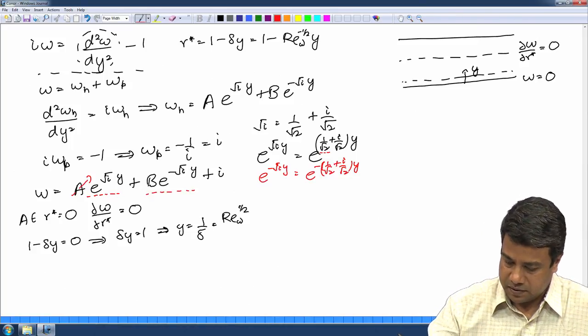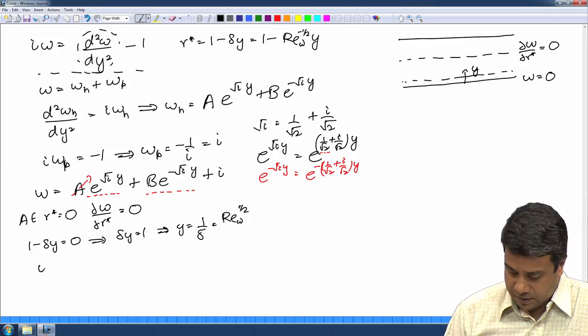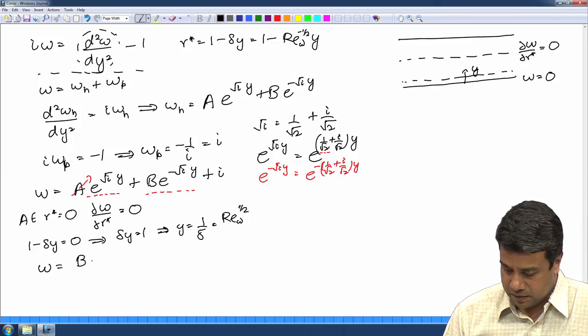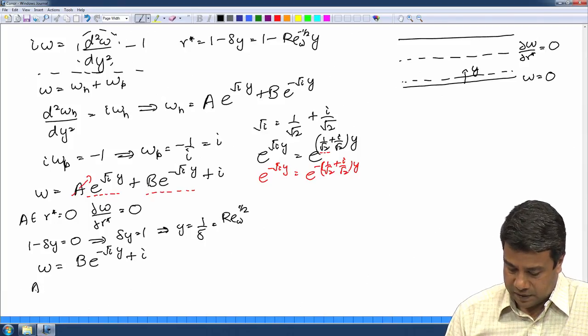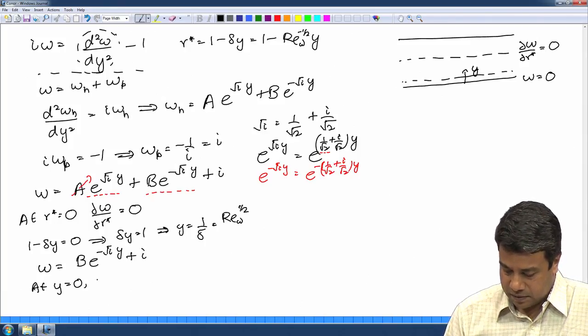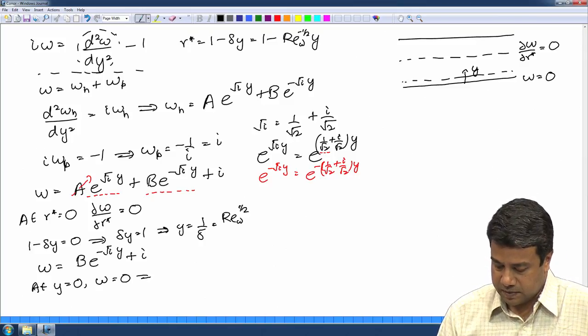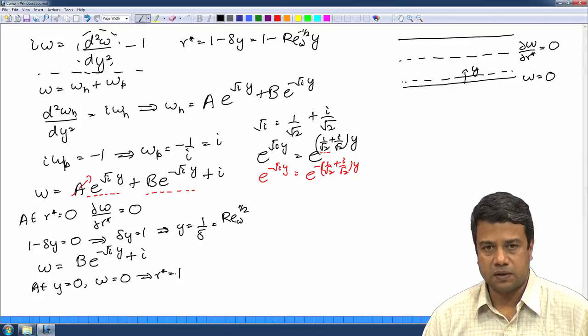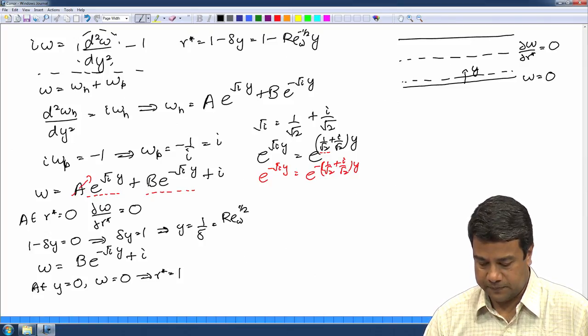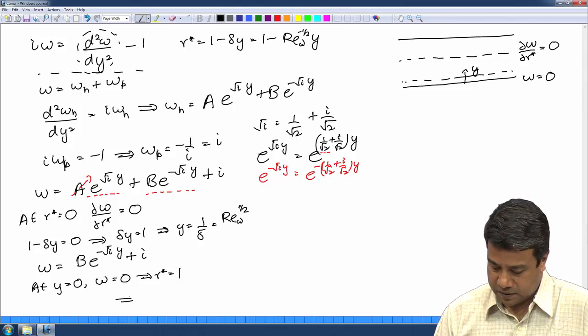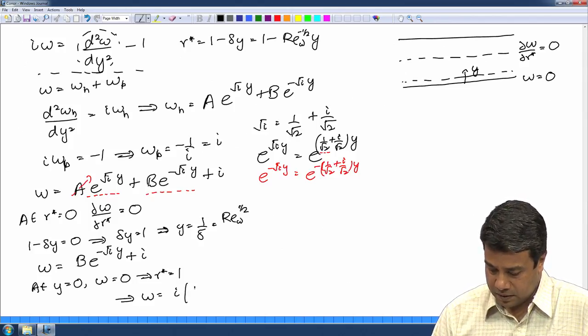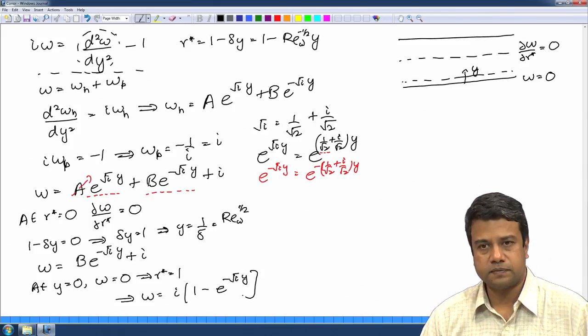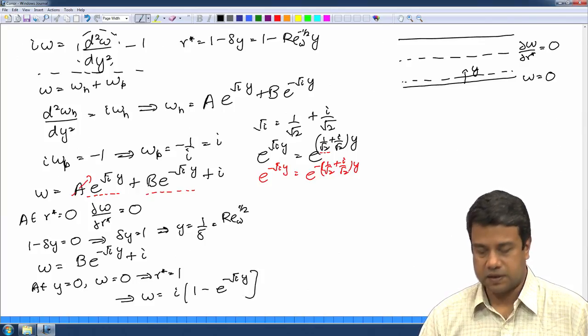So, my solution becomes of the form which satisfies the boundary condition at r equal to 0, minus root i y plus i. And then at y equal to 0, w has to be equal to 0, because this corresponds to r star equal to 1. At the wall, w has to be equal to 0. And therefore, this gives me the solution for w. w is equal to i into 1 minus e power minus root i y. So, that is the solution for this w.